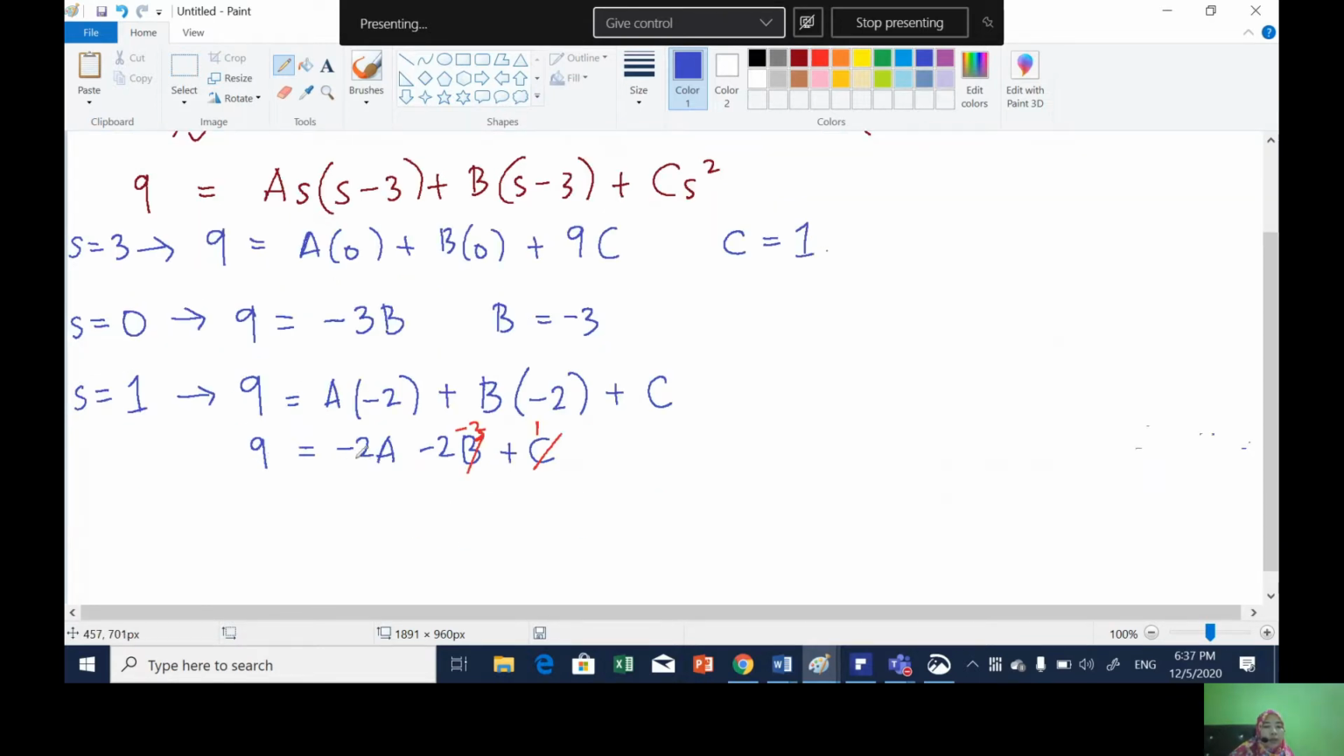Okay, so we have 9 equal to negative 2A minus 2 times negative 3, where we got this negative 3 from this part. And then C is 1, from our previous solution. So I can write down 9 equal to negative 2A plus 6 plus 1. So 6 plus 1 is 7. We bring 7 to the left hand side and it becomes 9 minus 7. So we have 2 equal to negative 2A. So this gives us the value of A as negative 1.